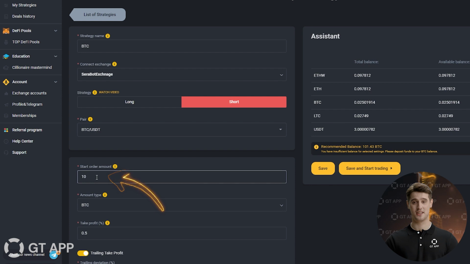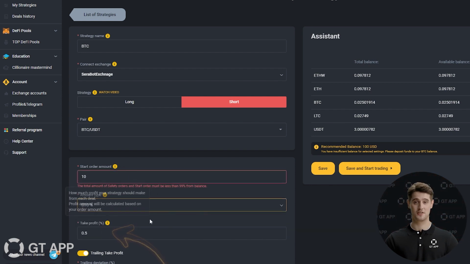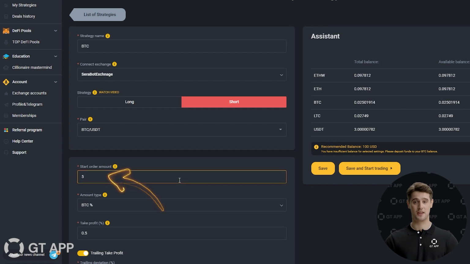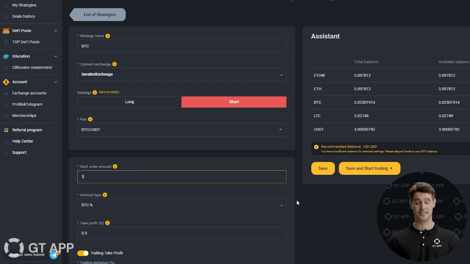Specify the amount of the initial order. It can be either a fixed amount or expressed as a percentage. If you choose a fixed amount, the strategy will enter the trade with that specific amount. If you choose a percentage, the amount of the initial order will always be the percentage of your balance on the connected exchange that you specify.